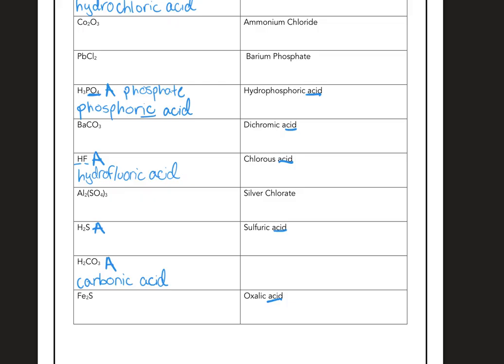Last one on the left-hand column, H2S. Okay, so that's a binary acid. Some people get confused if there's a subscript of 2, that means nothing. Okay, that's just how the formula is written. So again, we're gonna start with hydro because it's binary. Hydrosulfuric acid.